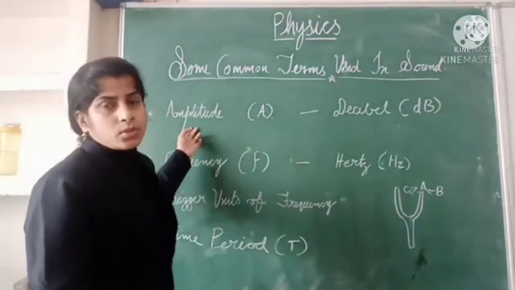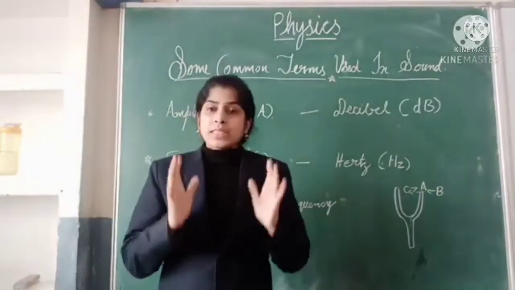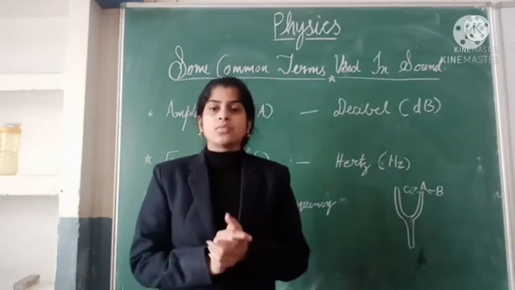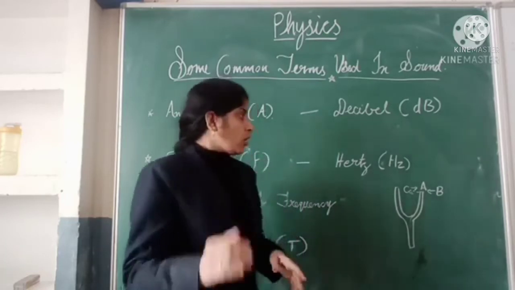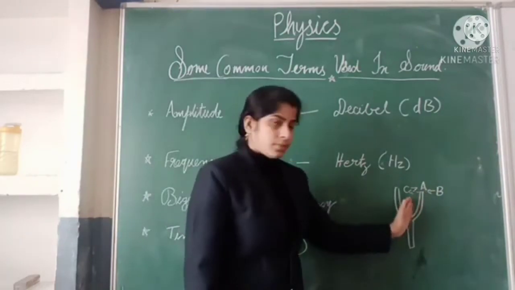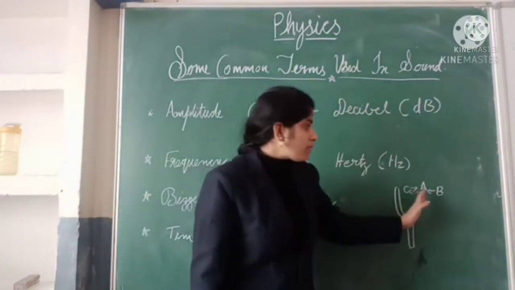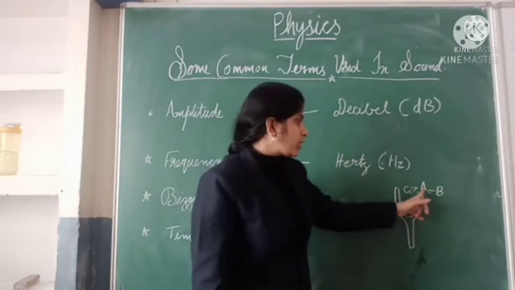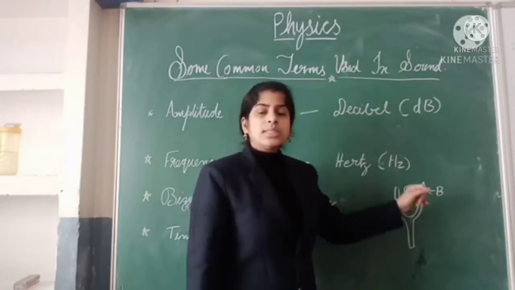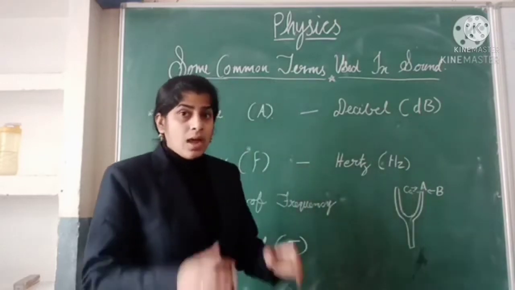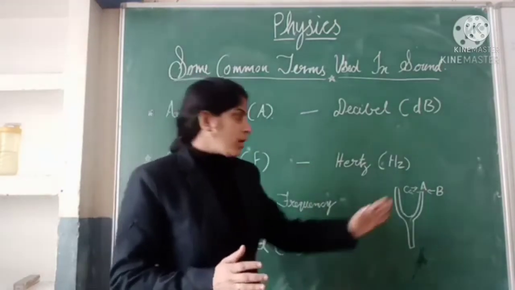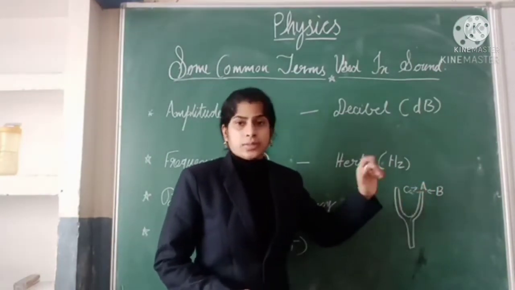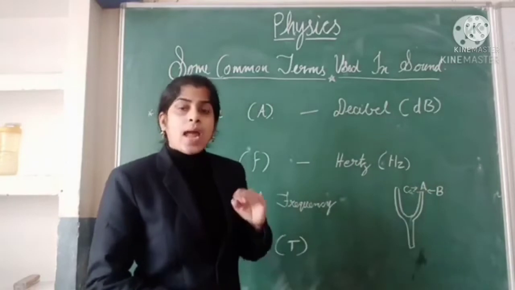What is amplitude? The maximum displacement of a vibrating body from the mean position is known as amplitude. In the case of the tuning fork, the maximum vibration is A to B, otherwise we can take A to C. So this is called amplitude, the maximum displacement of a moving body from its mean position.